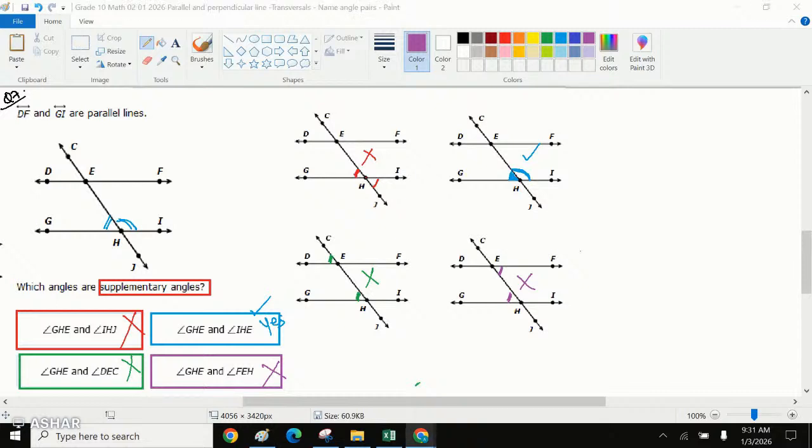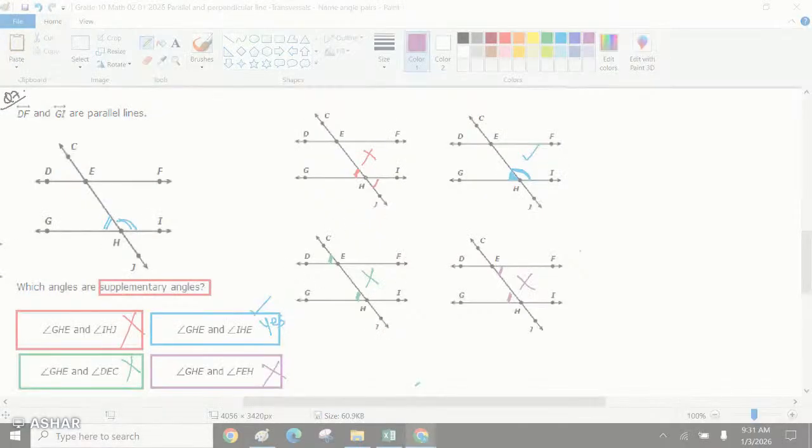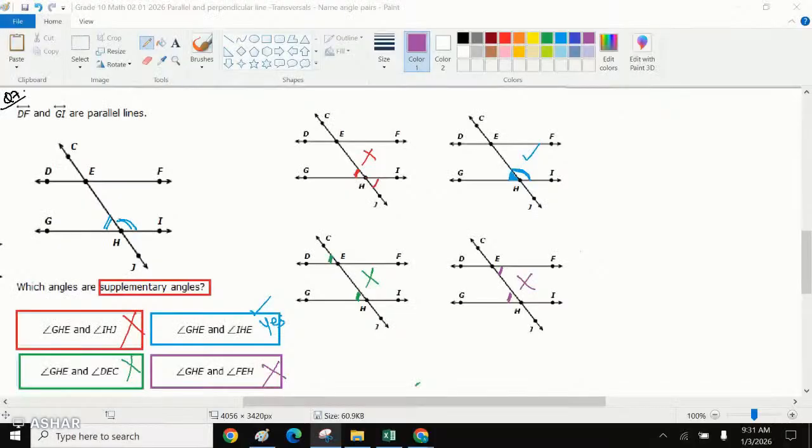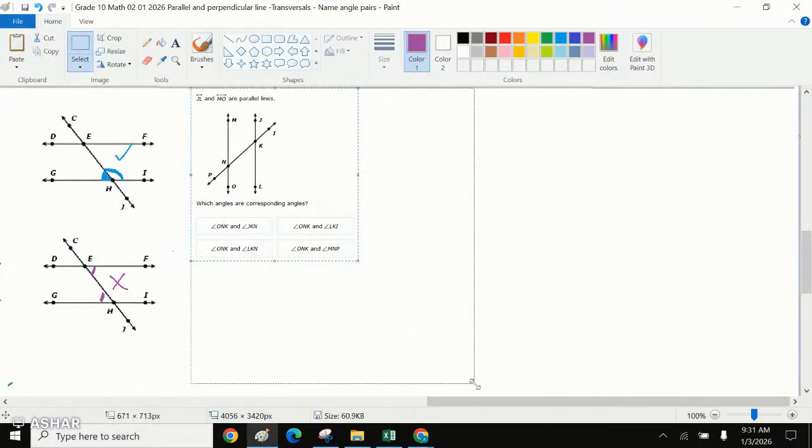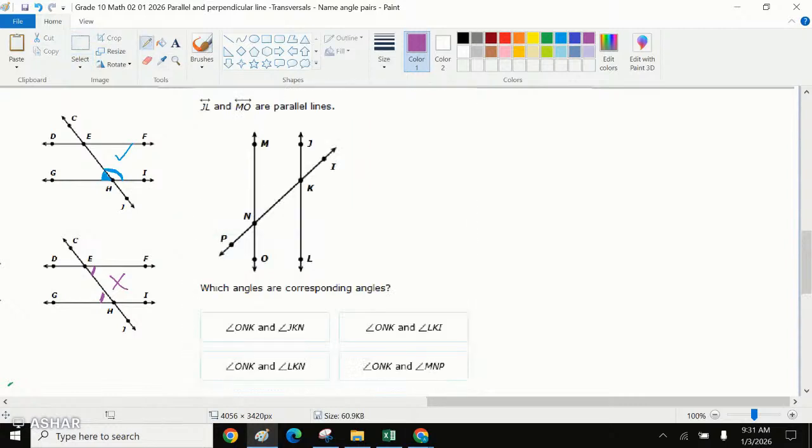Any other questions? Okay. Let's do one question, then we'll go to the test. We'll do a few questions from the test as well. The next question says you need to find the corresponding angles. Question number 8 says find the corresponding angles in this question.